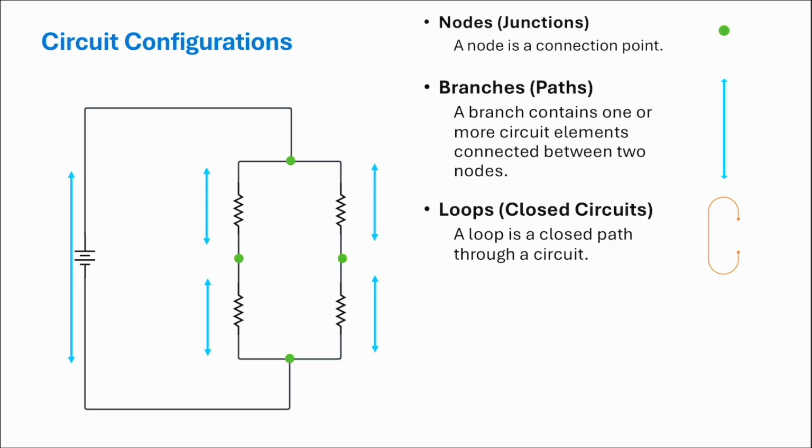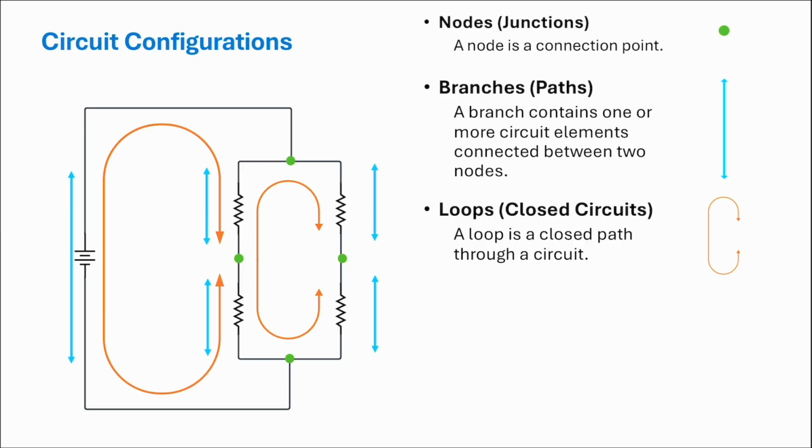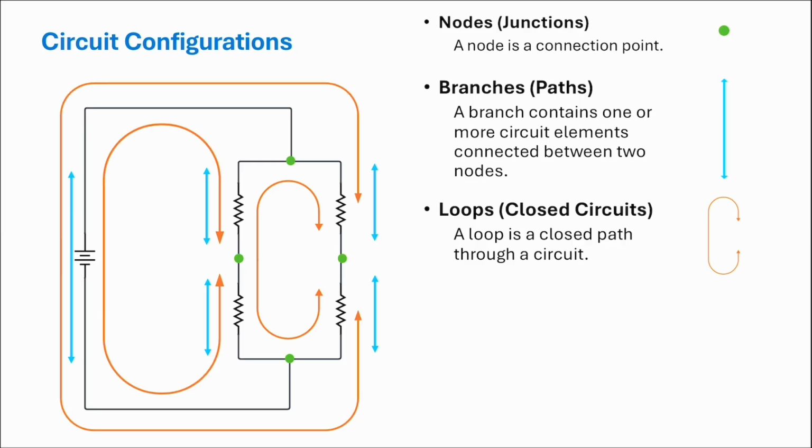Next is loops or closed circuits. A loop is a closed path through a circuit. And here, there's a first, second, and the third. So in this example, there are in total 3 loops. So we have 4 nodes, 5 branches, 3 loops.